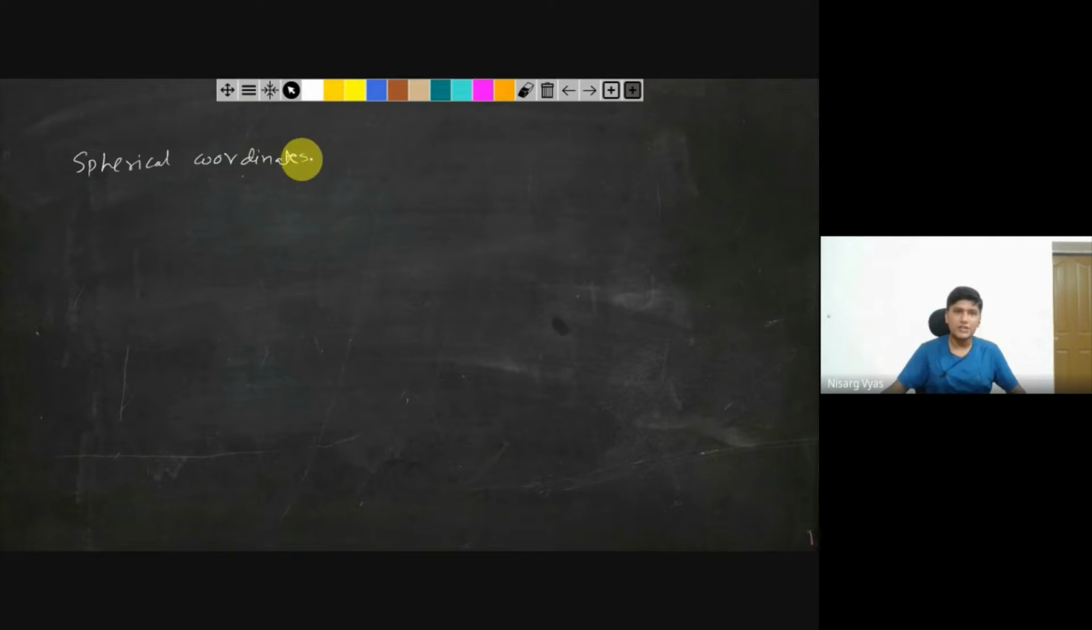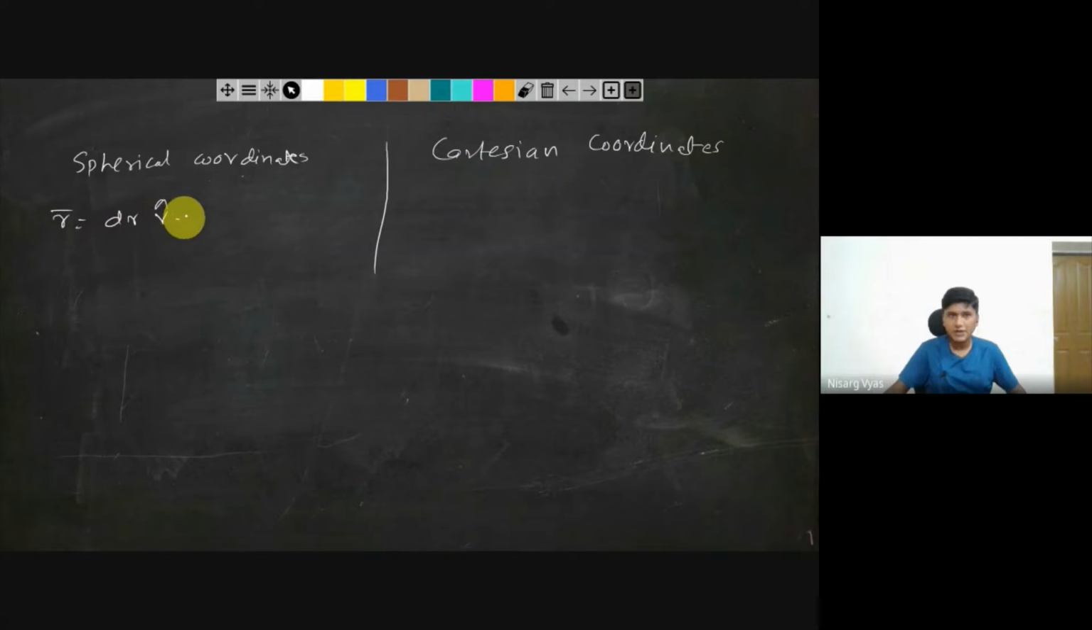So, spherical coordinates versus Cartesian coordinates. Here is the difference. In spherical coordinates, the vector dr is written as dr r cap plus r d theta theta cap plus r sine theta d phi phi cap.